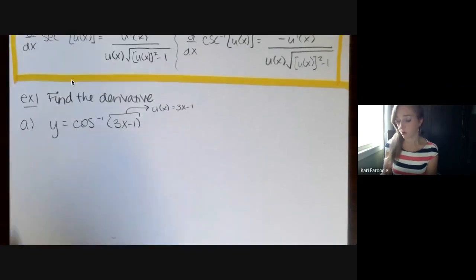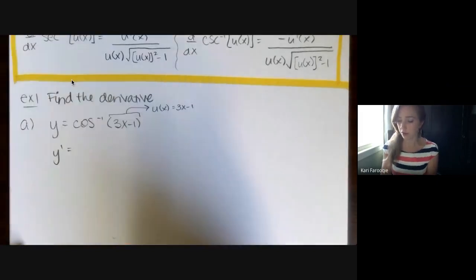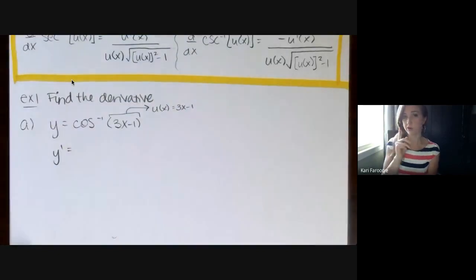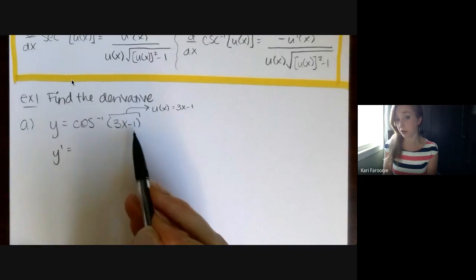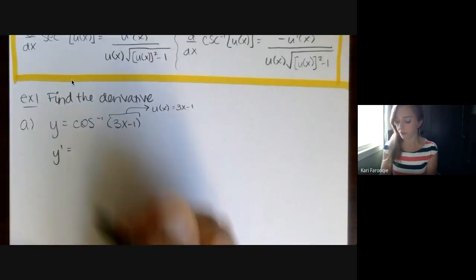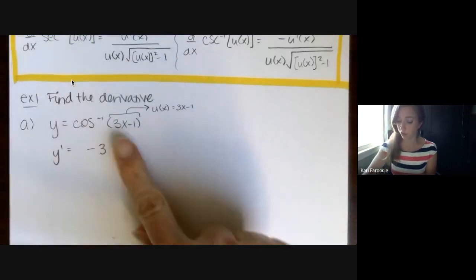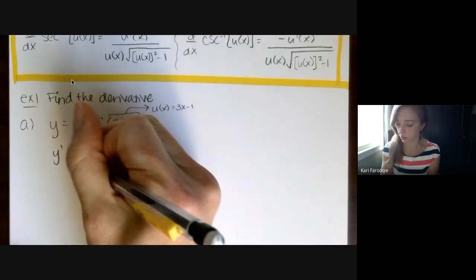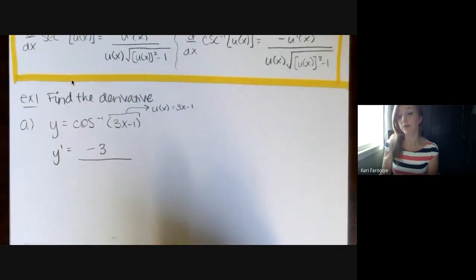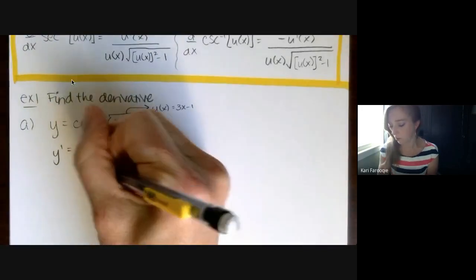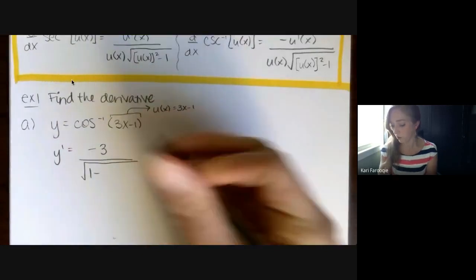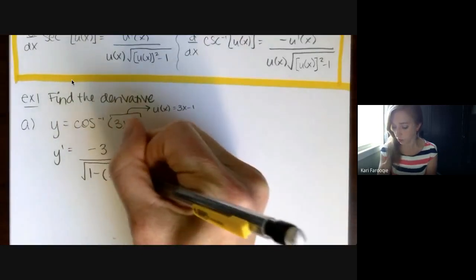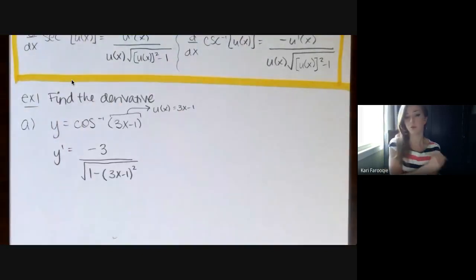So when we take the derivative for the inverse cosine, remember it's going to be a negative derivative, and we're taking negative u prime in the numerator. So negative, and then u prime is the derivative of 3x minus 1. So that derivative is 3, so our numerator will be negative 3. And then we're going to divide this by the square root of 1 minus our function u squared.